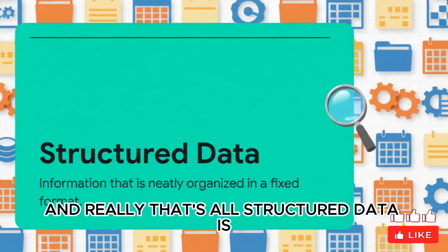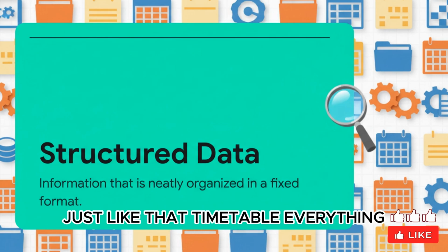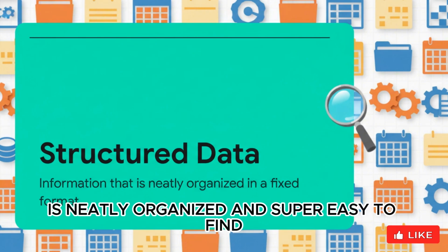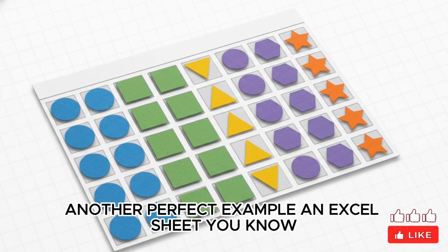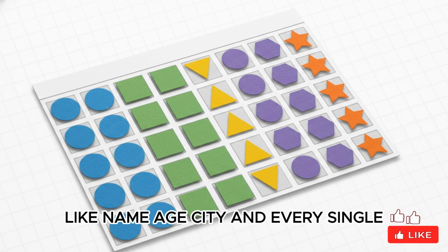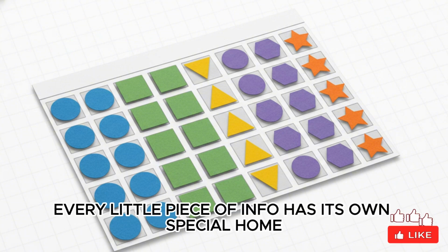And really, that's all structured data is. It's just information that follows a set, fixed format. Just like that timetable, everything is neatly organized and super easy to find because it has that strict structure. Another perfect example? An Excel sheet. You've got your columns with headings like name, age, city, and every single row is a new person or item that fits perfectly into that format. Every little piece of info has its own special home.